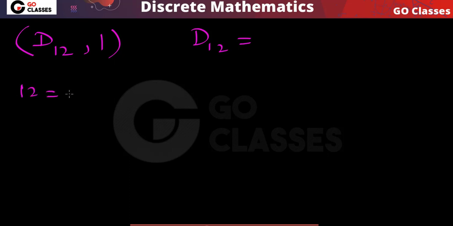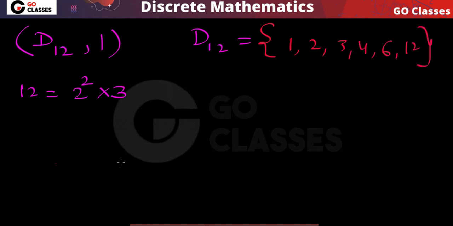Now let's see another. For example, if I ask you what is D12 with divides. First of all, what is D12? When you want to find D12, first you write the prime factorization of 12. That will be 2 square into 3. So what are the divisors of 12? That will be 1, 2, 3, 4, 6 and 12. These are the divisors of 12.